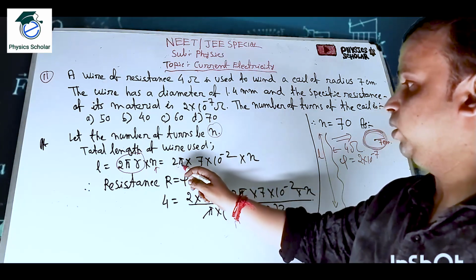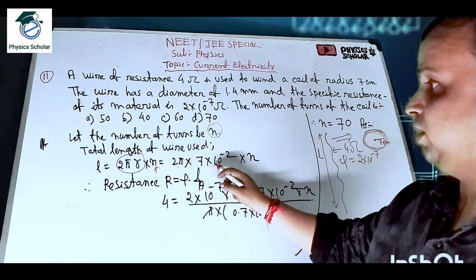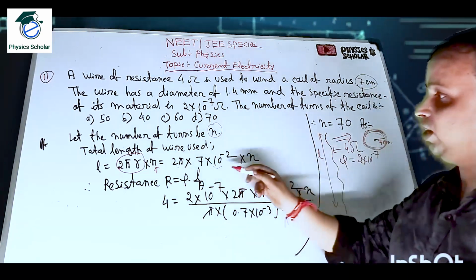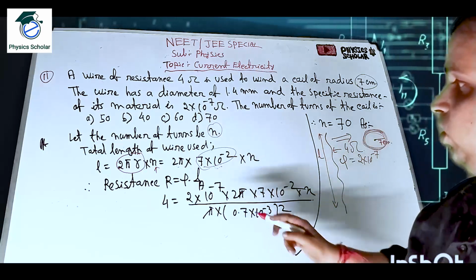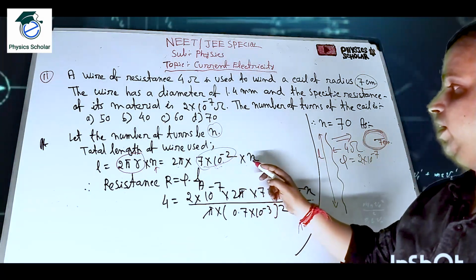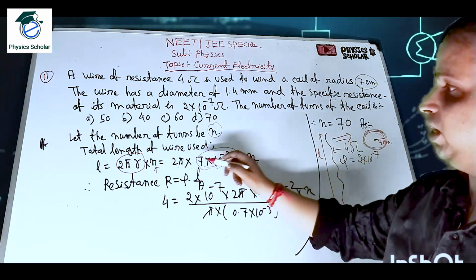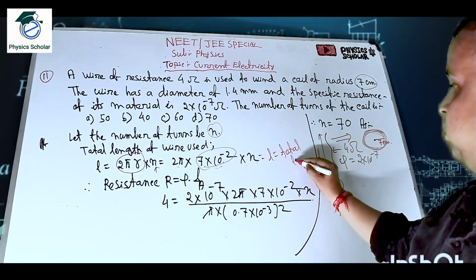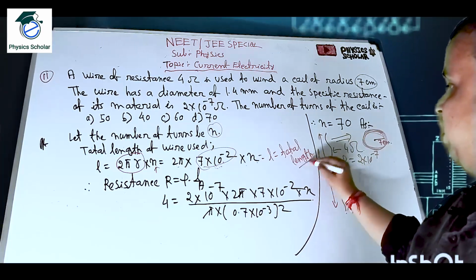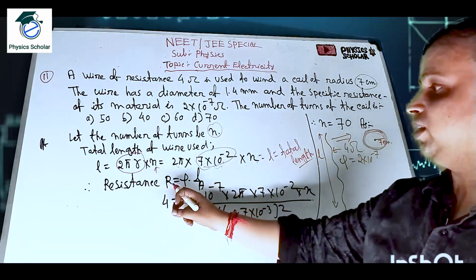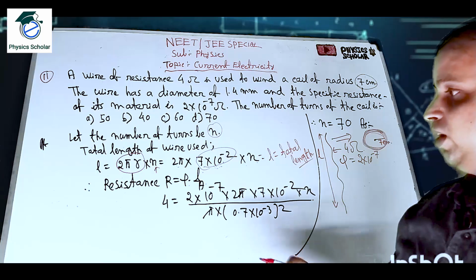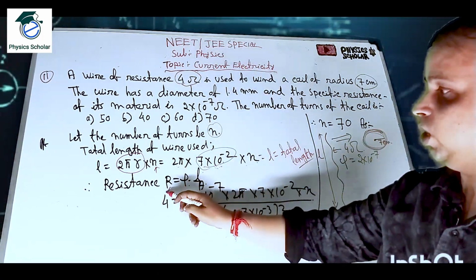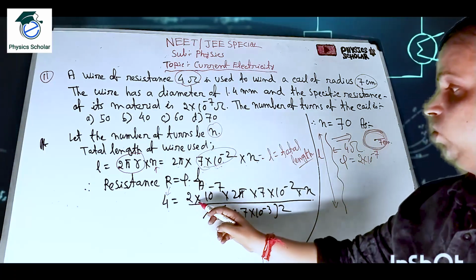Now it is 2 pi into r, and the radius 7 centimeter is given, so we are transforming it into meter. So 7 into 10 to the power minus 2, into n. That is nothing but the total length L of the wire. Now the resistance R is equal to rho into L by A. The resistance is given as 4, so instead of R we are writing 4.